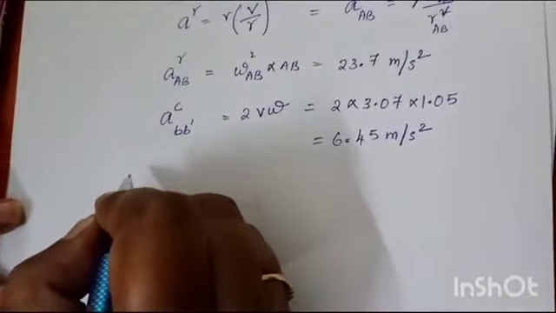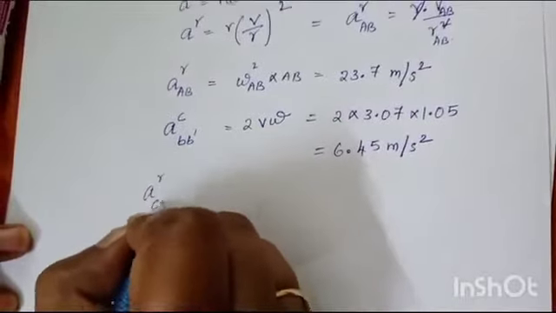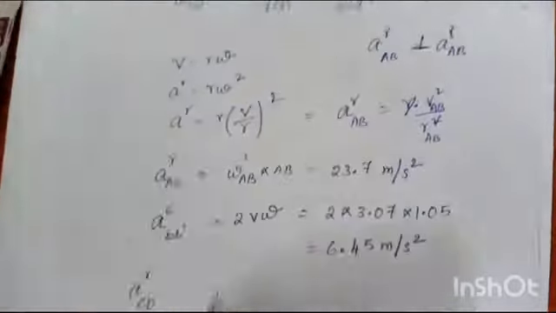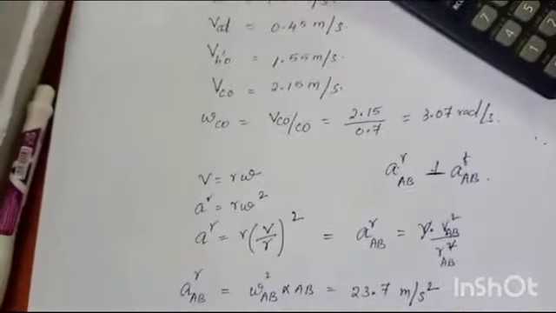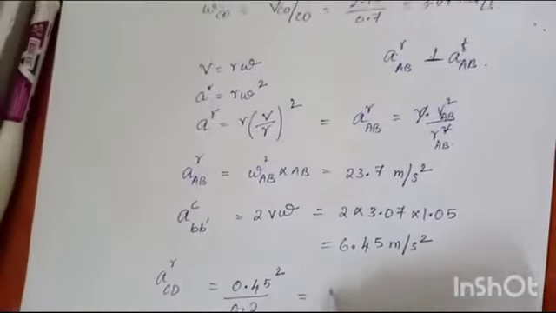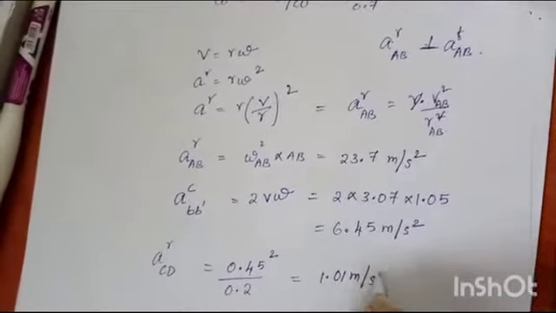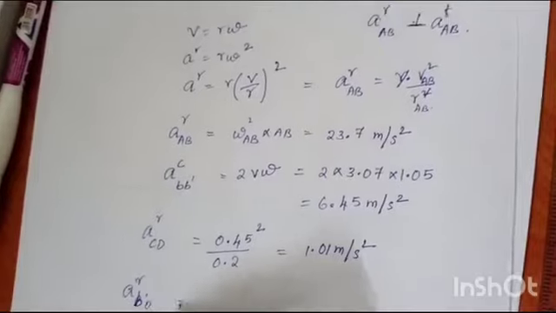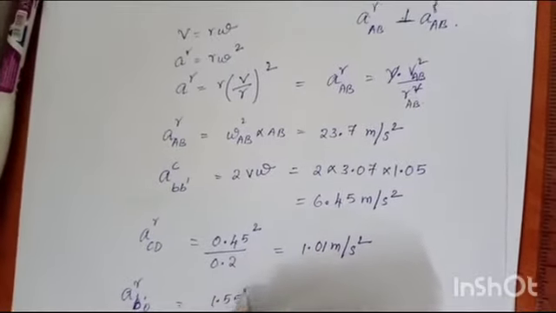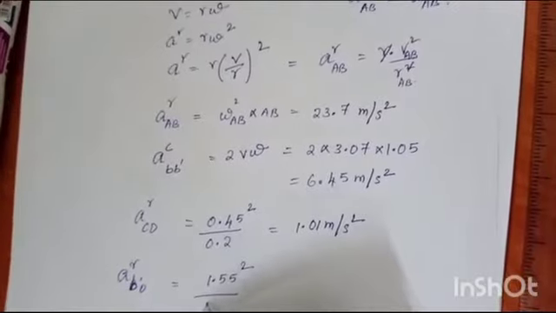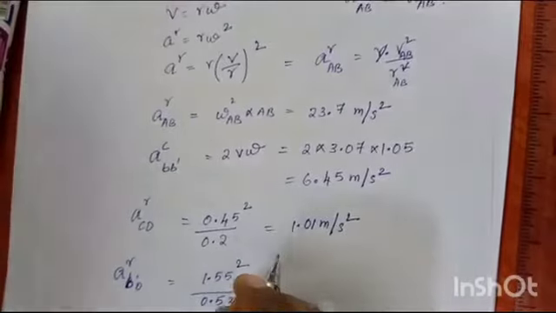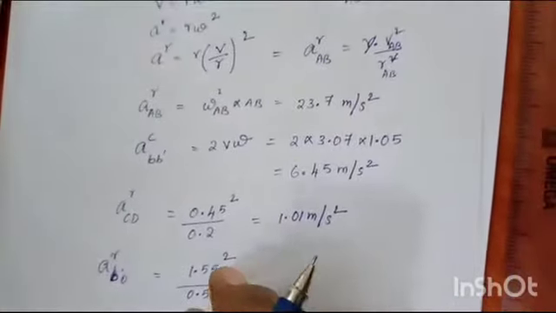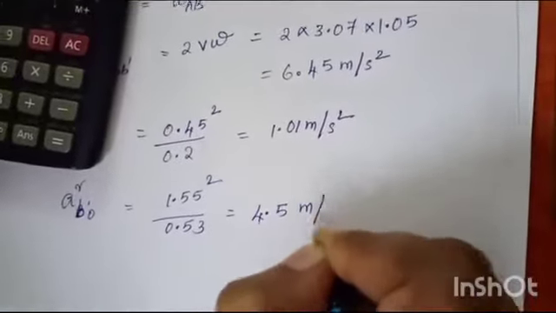And now the radial component of ARCD. I have the VCD value. So from this I can calculate directly 0.45 square divided by the link length, which is 200 mm, that is 0.2. So I can get 1.01 meter per second square. Now ARB B dash O. I can calculate this one also: 1.55 square divided by, from this, 0.5253, so 0.53. So I need to calculate this. So 0.53, 4.5 meter per second square.